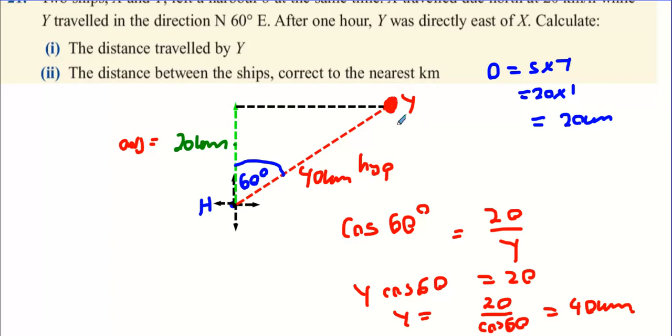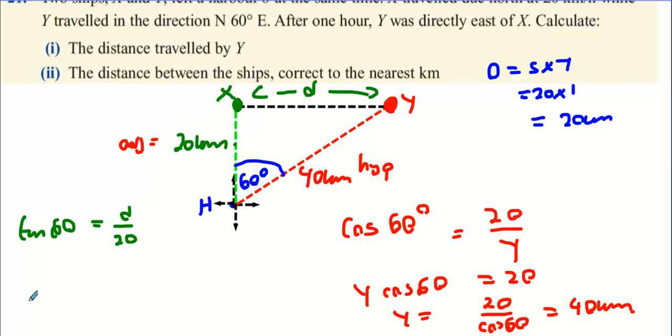Ship y is currently located here, and ship x would be located here. What I'd like to find is the black line here. I could do Pythagoras' theorem, or I could use sine, cos, or tan. I might use tan. We'll call this distance d. So I could use tan 60 equals d, opposite over adjacent, d over 20.